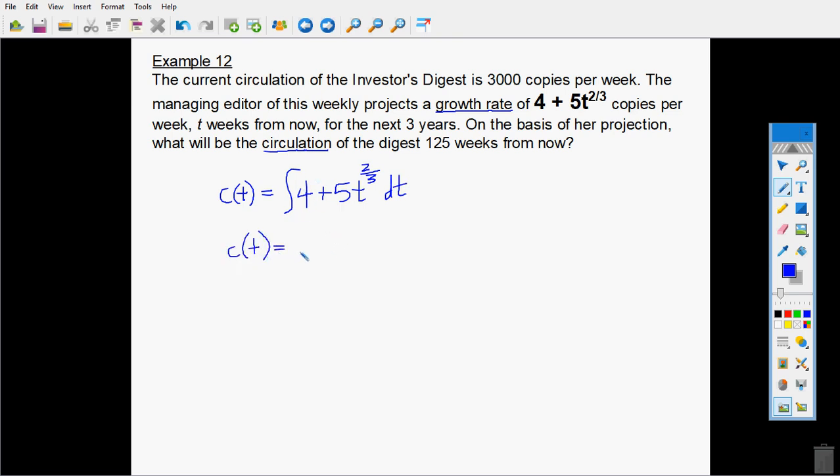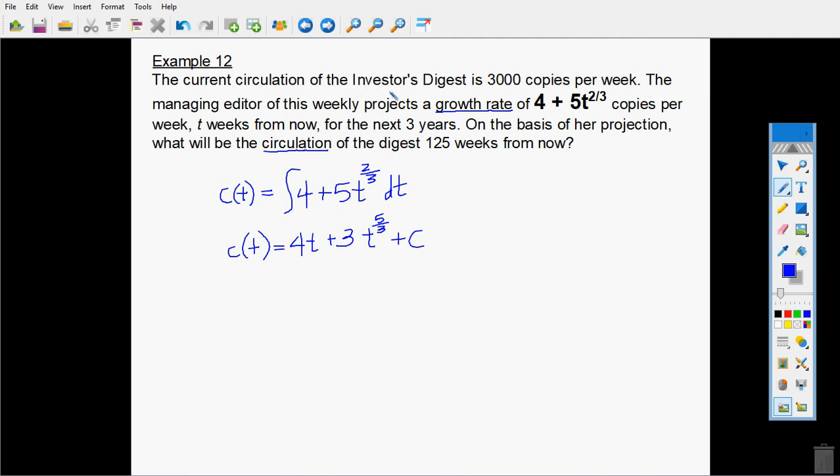In order to land at 4, I must have started with 4t. Here we go in your fraction work. So in order to land at 2/3, I must have started at 5/3. What do I multiply 5/3 by when I take the derivative to land at 5? 3. And some constant that I don't know about.